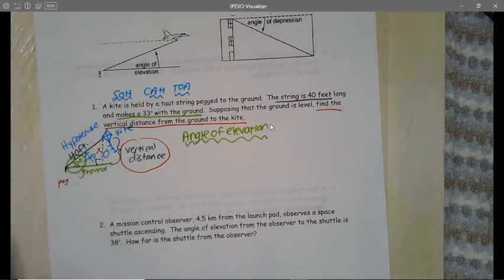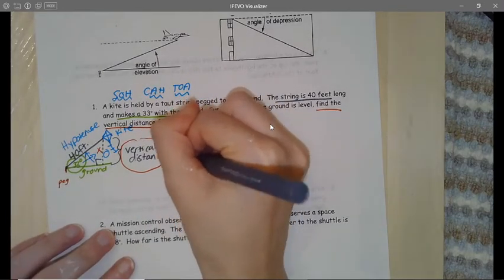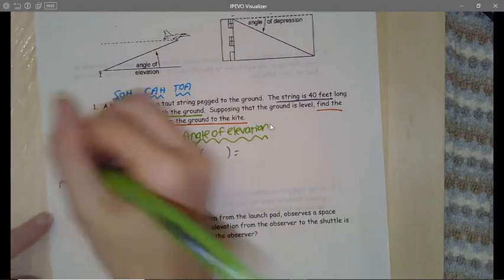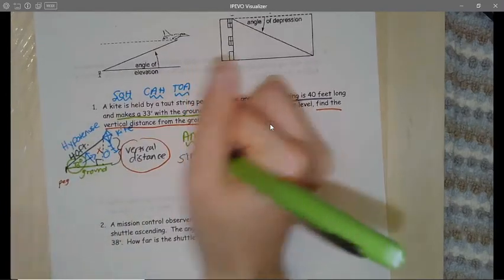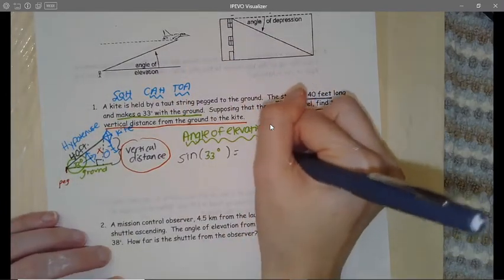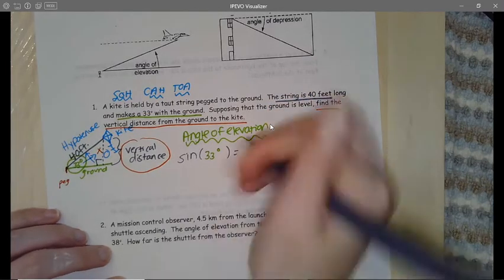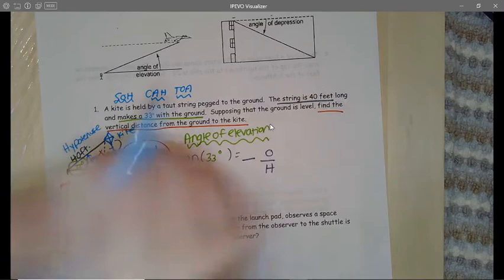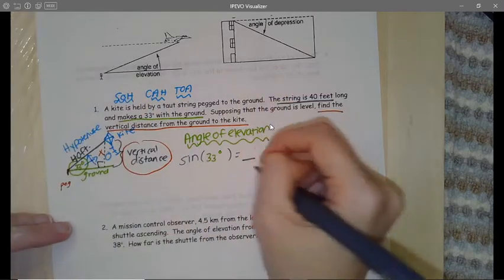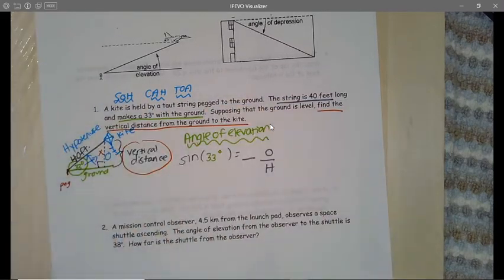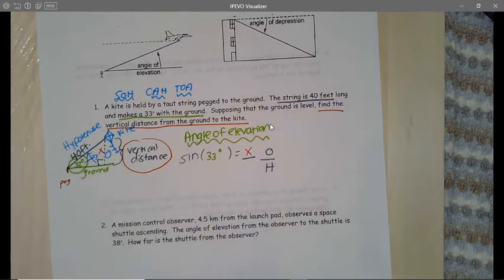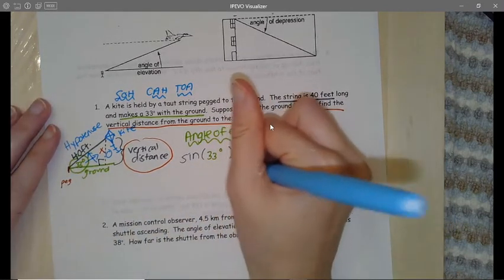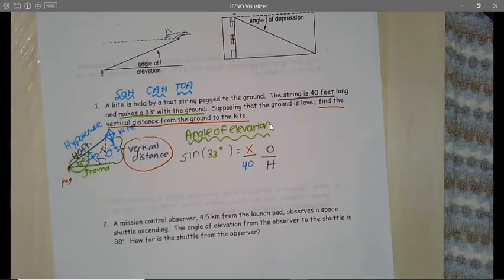So let's set this up. We have sine of the angle, which the angle I was given is 33 degrees, and this will equal the opposite over the hypotenuse. The opposite side is x, the side we're trying to solve for. And then the hypotenuse is the length of the kite string, which is 40. And then from here we just solve.